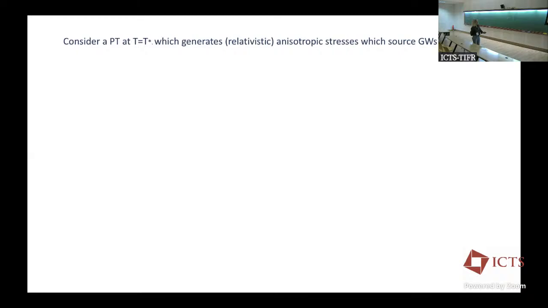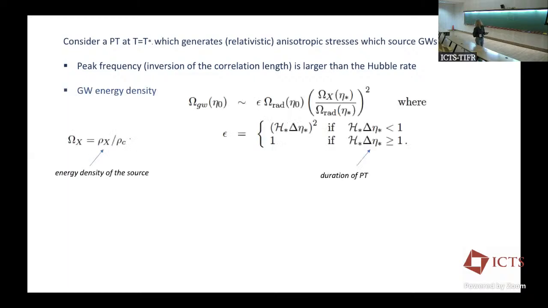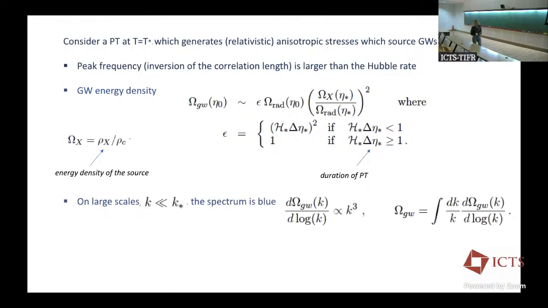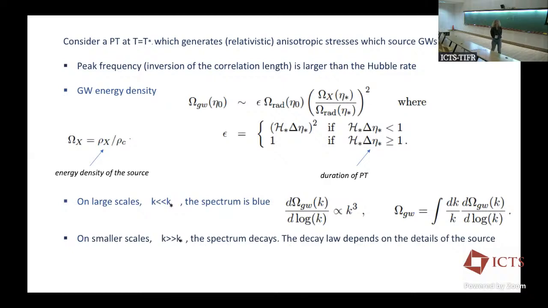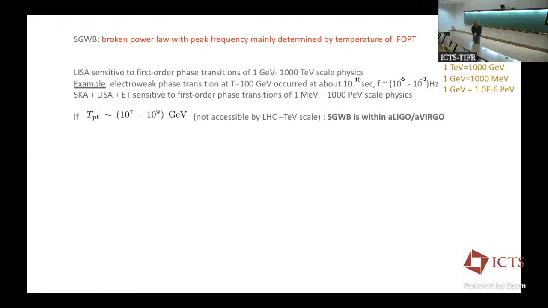So let us consider a phase transition at a particular time t star, which is going to generate anisotropic stresses, which will source gravitational waves. The peak frequency is larger than the Hubble rate, and then you have the gravitational wave energy density, which has this form. Depending on whether you speak of superhorizon or subhorizon scales: for superhorizon, the spectrum is blue. For subhorizon, the spectrum is going to decay, and the decay law is going to depend on the details of the source. So usually, the gravitational waves from phase transitions have been studied for LISA.